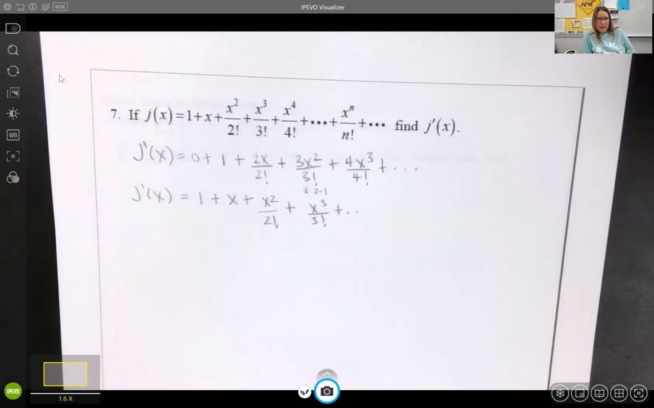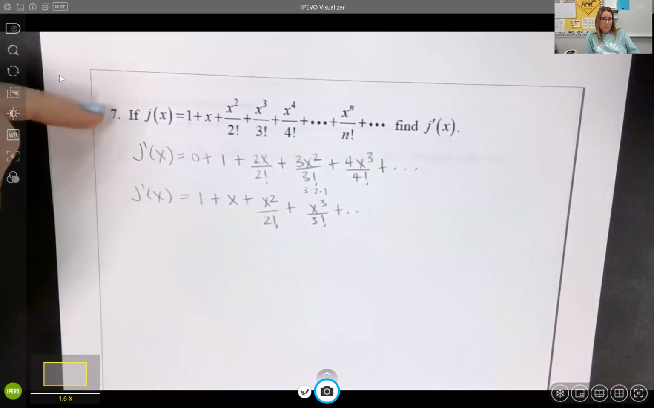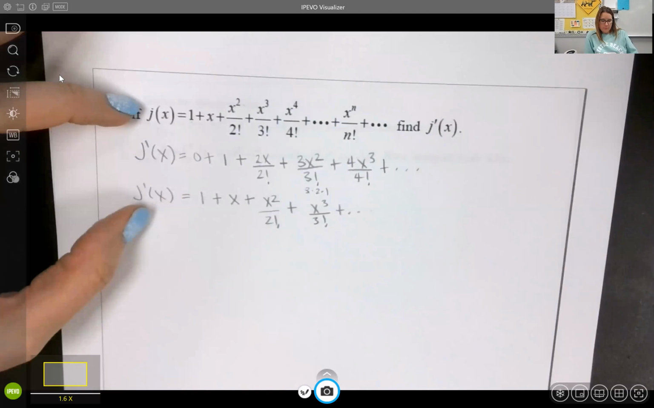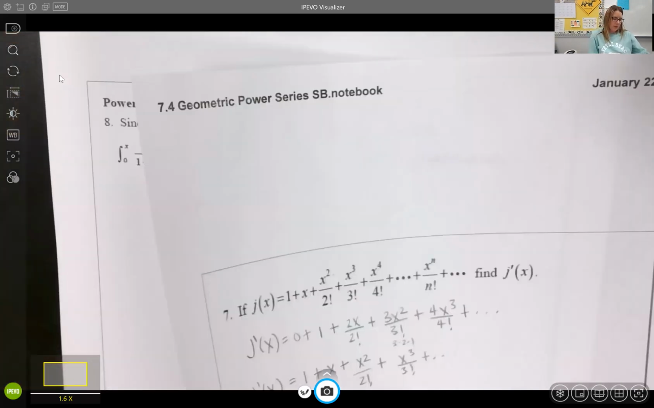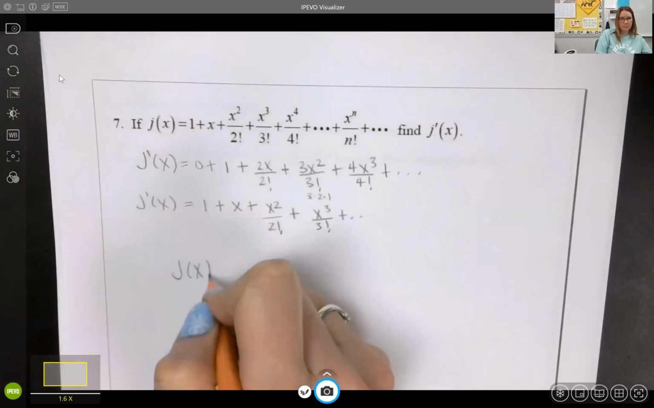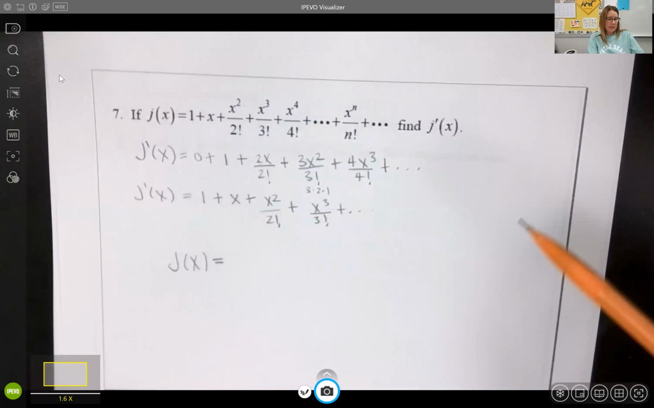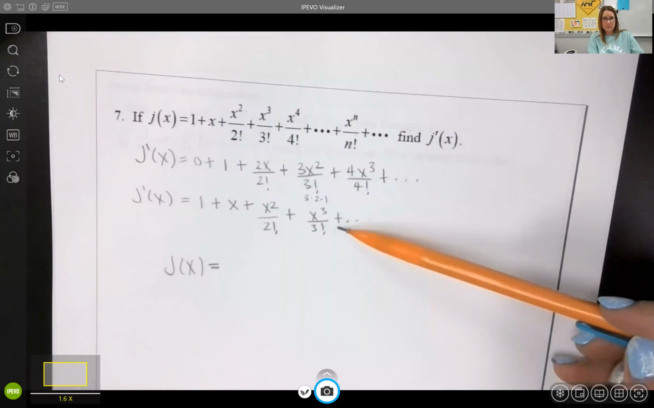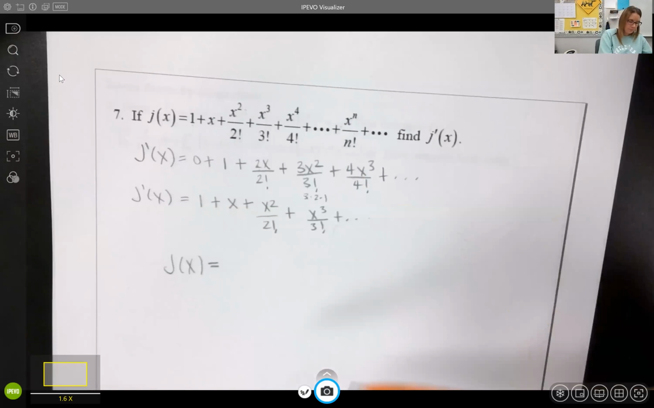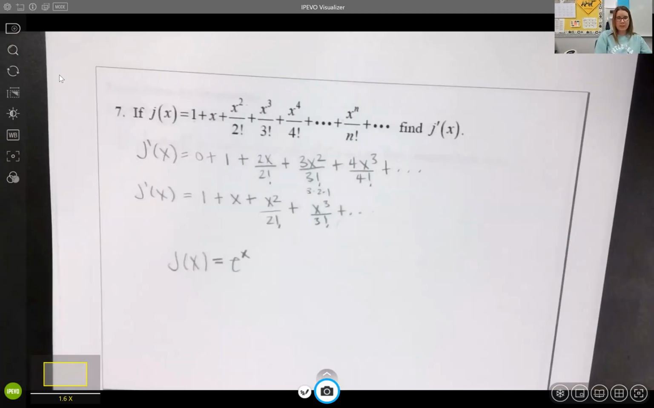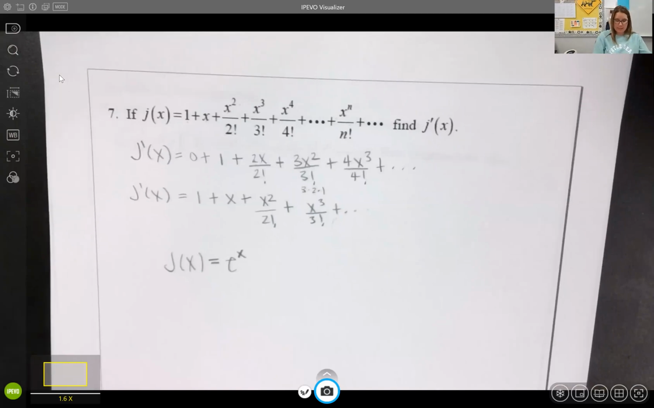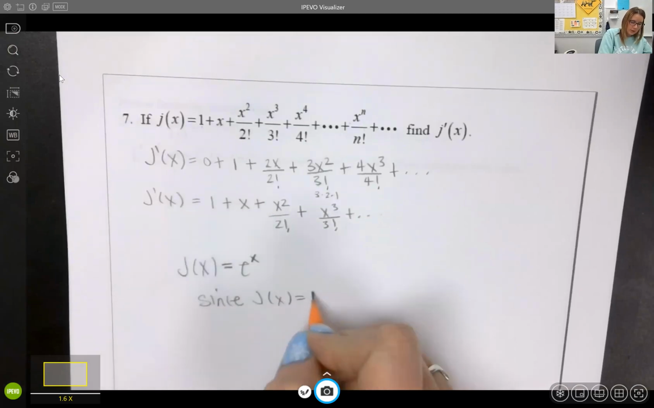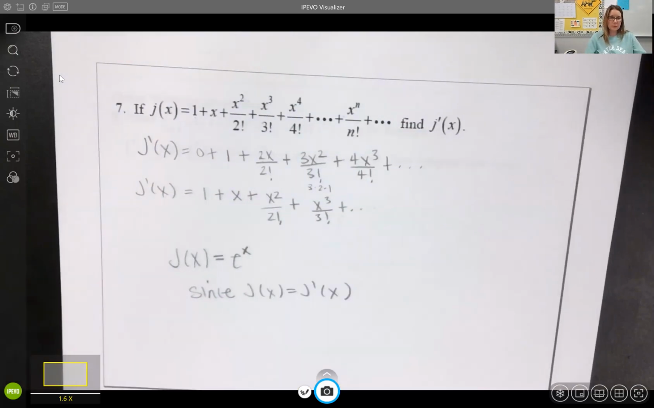Now I look at that. This was my function, and this is the derivative. So can you identify that function? What function is the actual function and the derivative of the function the same? E to the x. So you have just learned the power series for e to the x. And the reason why is because j of x is equal to j prime of x.